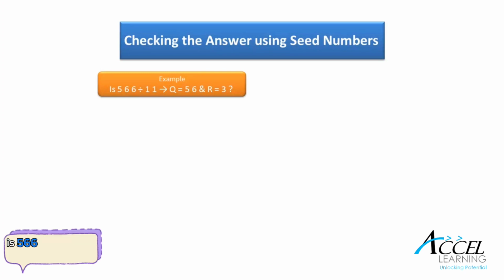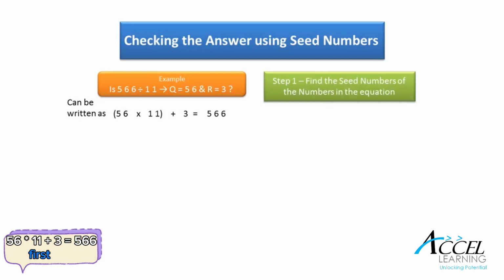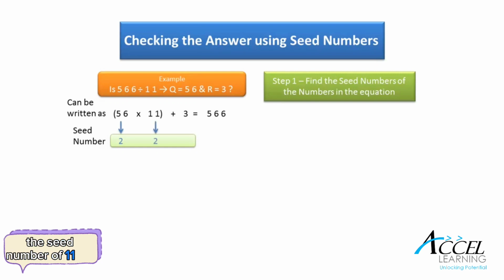Is 566 divided by 11 equal to 56 remainder 3? The problem can be written as 56 times 11 plus 3 equals 566. First step, find the seed numbers of the numbers in the equation. The seed number of 56 is 2, the seed number of 11 is 2, and the seed number of 3 is 3.